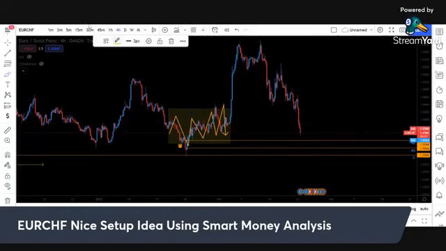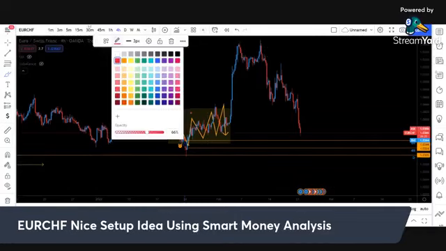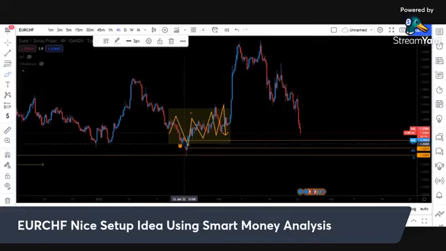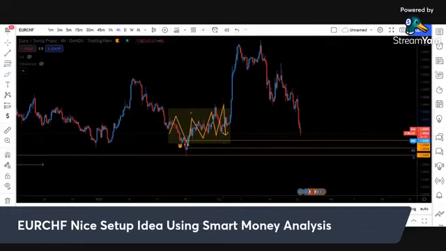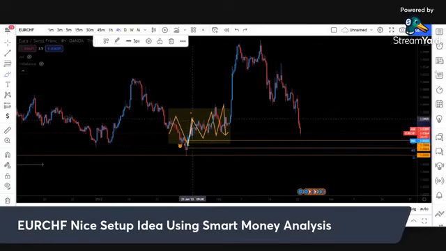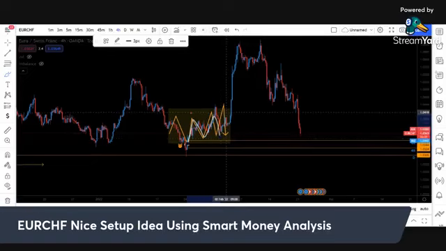Let me change this color. Let me make this white. You could potentially see an M, right? If you see an M, you're potentially thinking you're going to sell.